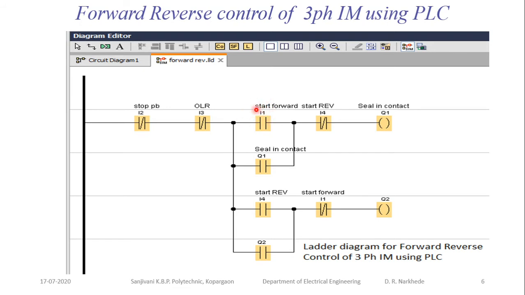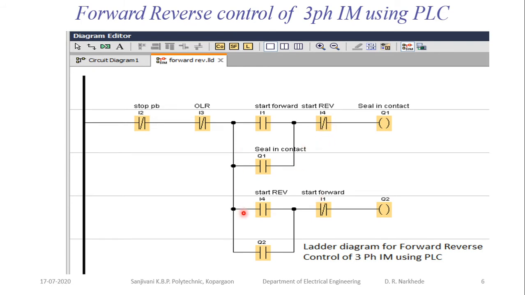I1 stands for the forward start push button. In parallel with I1, the forward start push button, I have placed the auxiliary contact of your forward contactor. This forward contactor will rotate the motor in the forward direction. In series with the forward start push button, I have connected the NC contact of your reverse contactor.